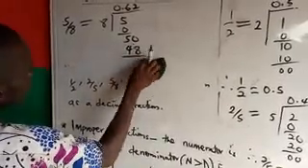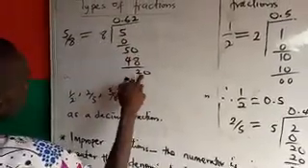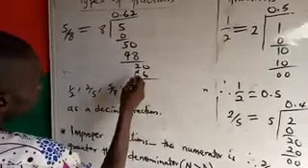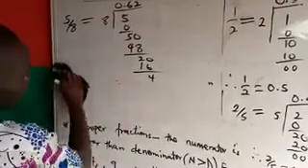Let me represent it again. Here was 20. Now 8 people share it, it is 2. 2 times 8 is 16. Now in minus 6, we are going to be having 4.